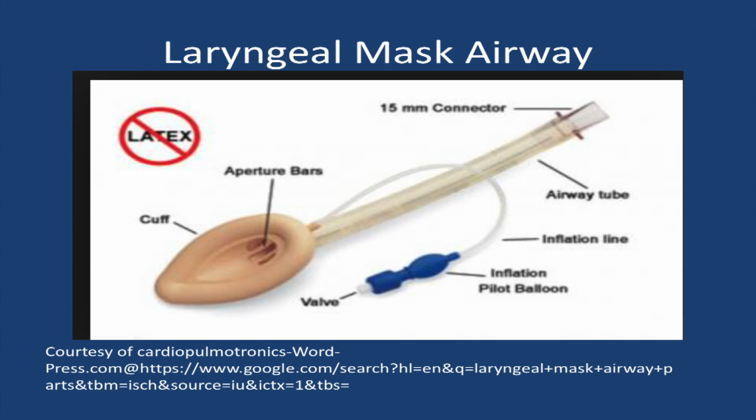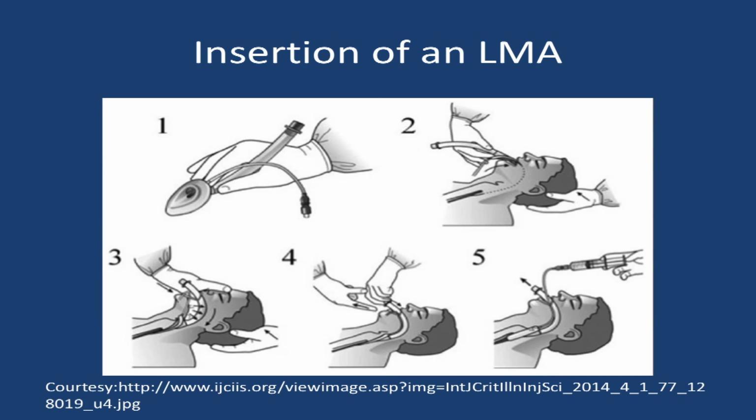You have the cuff that goes around the trachea opening, and then you see the aperture bars, which let the oxygen go into the patient's mouth and provide ventilation for the patient. This is the technique for the insertion of the airway.